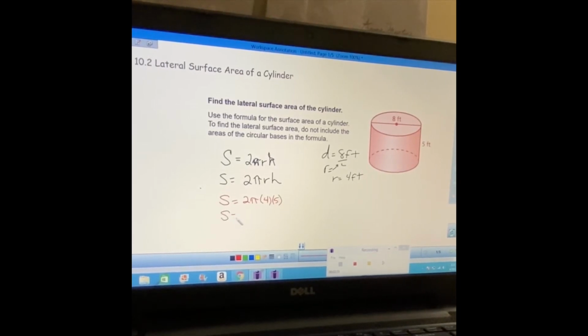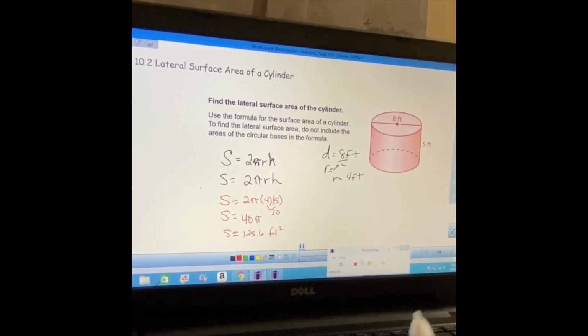Okay, we're going to multiply all those numbers together. So I know 5 times 4 is 20. Okay, so I know that's going to give me 20. 20 times 2 is 40 pi. And then the last thing I need to do is multiply 40 times pi, which is going to give me about 125.6. And this is feet squared or square feet. Okay. Hopefully you guys are good with that.